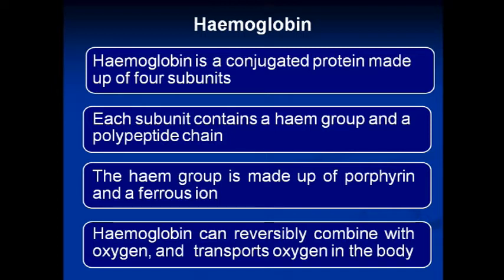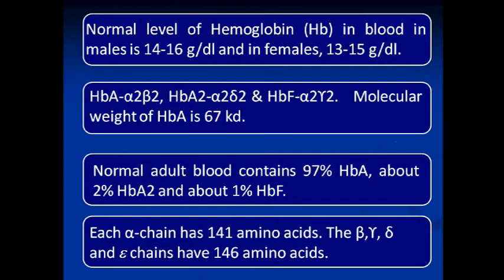The four subunits are associated non-covalently, each with a heme group and a polypeptide chain. The heme group is made up of porphyrin and ferrous iron, which reversibly combines with oxygen and transports oxygen in the body. The normal level of hemoglobin in blood is 14 to 16 gram per dl in males and 15 gram per dl in females.